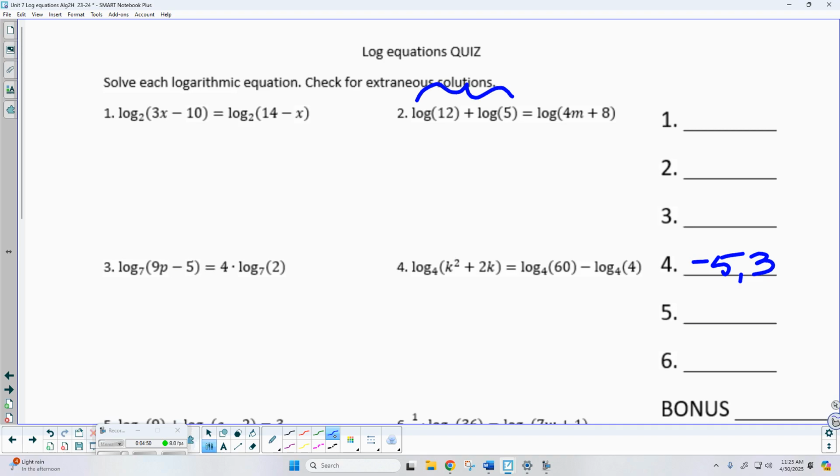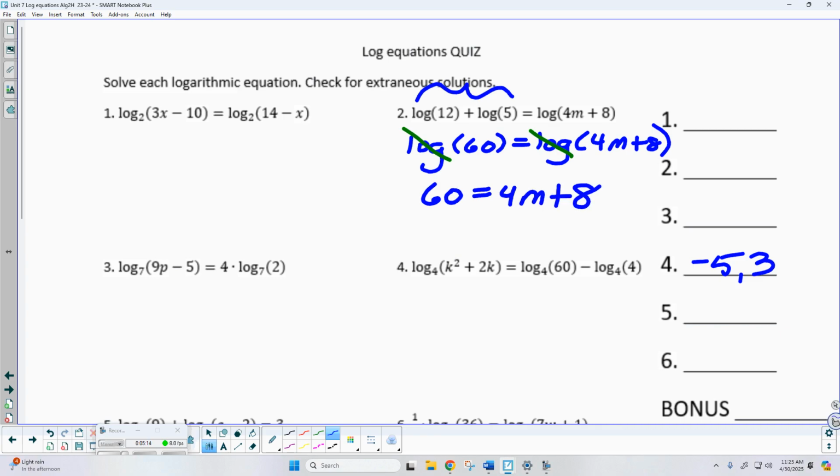We're going to multiply. So we've got the log of 12 times 5, which gives me 60, is equal to the log of 4m plus 8. Quick question. There's no base, so what is that? That's base 10, the common log. Okay, it's log equals log, we can cancel those out. So I got 60 is equal to 4m plus 8. Then it's just a matter of solving for m. The first thing I would do is subtract, and I get 52 is equal to 4m. When I divide, that is 13.